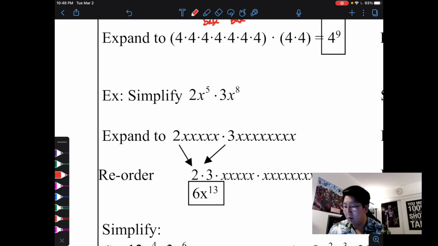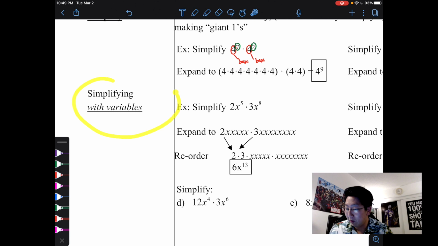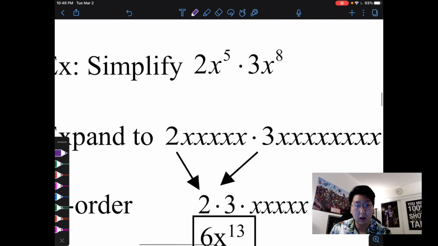All right. So now what do we do when we need to simplify with variables? What we're going to do is first expand. And like I said in the beginning of the notes, if you follow these instructions and expand first, you shouldn't make a mistake.